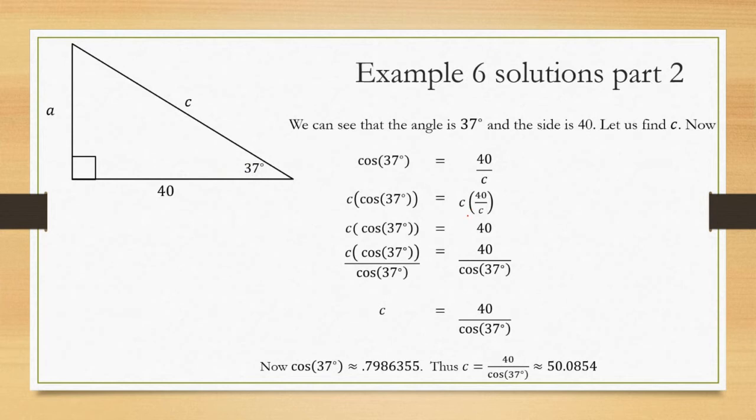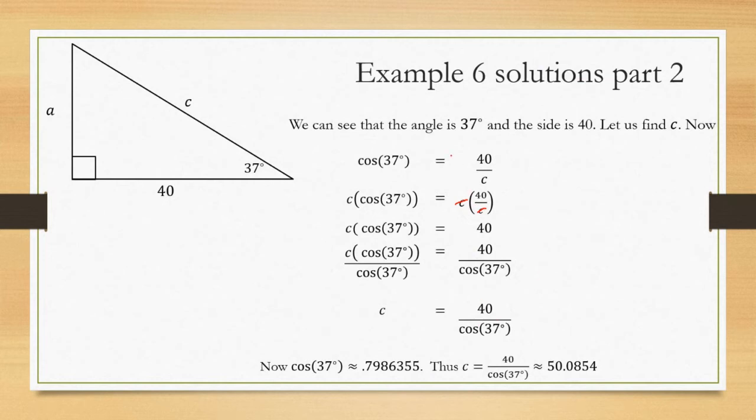This is what I did. I multiplied both sides by C, because the C's here are going to cancel, and you're left with C times cosine of 37 degrees equals 40. Then, to get C all alone, we must divide both sides by cosine of 37 degrees. Doing so, we get C equals 40 divided by cosine of 37 degrees.